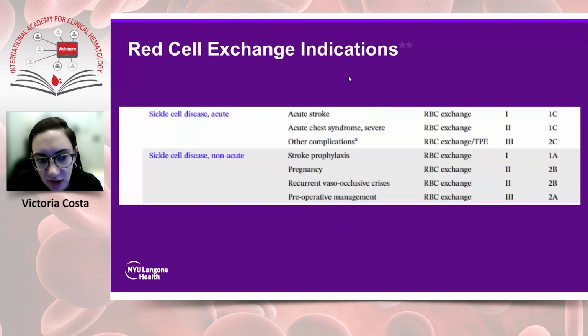Indications for red cell exchange in particular include acute conditions and non-acute conditions, and this is from the ASFA guidelines. Category 1 conditions, first line therapies, are for acute stroke and stroke prophylaxis, and category 2 and 3, kind of second to third line, include acute chest syndrome, pregnancy, recurrent vaso-occlusive crisis, and preoperative management.